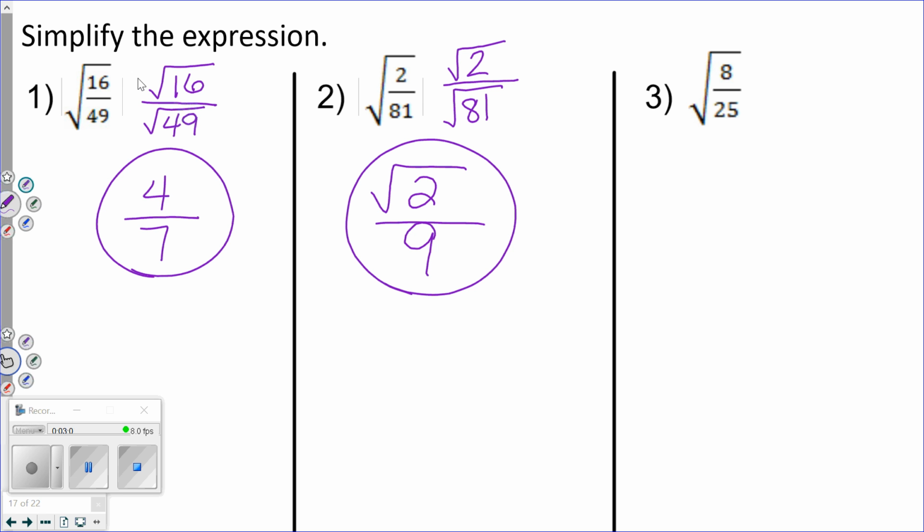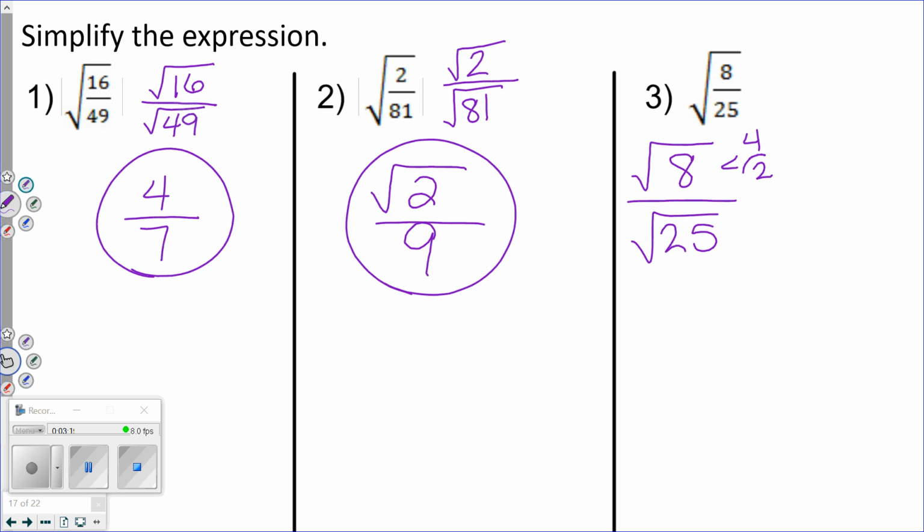All right, so number 3, again, we'll split it first. So radical 8 over radical 25. And then we can treat these separately. Square root of 8, is that perfect? But can I do a factor tree on it? Yeah.